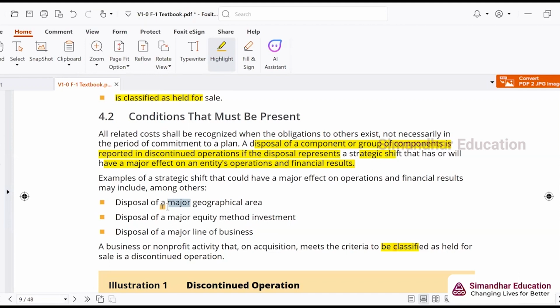So it has to be a major geographical area, major investment, or a major line of business. Okay, so please understand it has to be major. Some random closure of a plant, some small closure of a branch or division. For example, SBI closes one branch. State Bank of India, which has thousands of branches, closes one branch. That is not a discontinued operation because it is not significant, it is not material. It will not have a material impact on the financial statements.